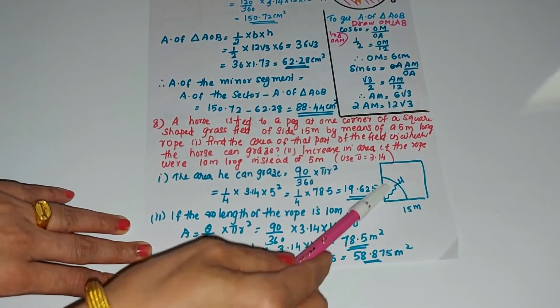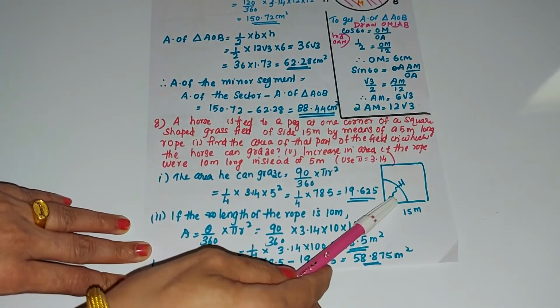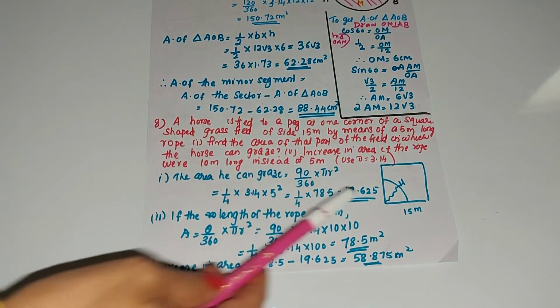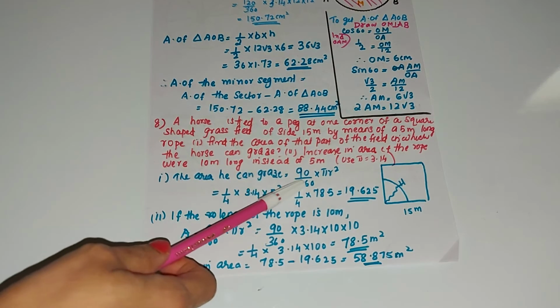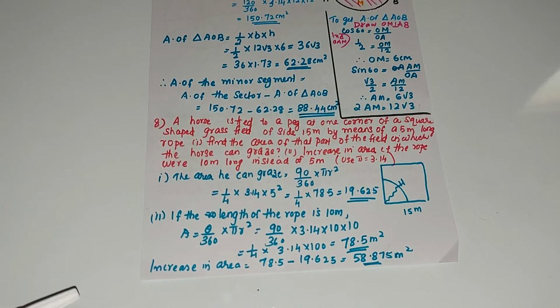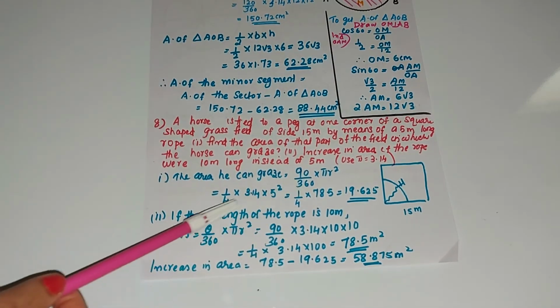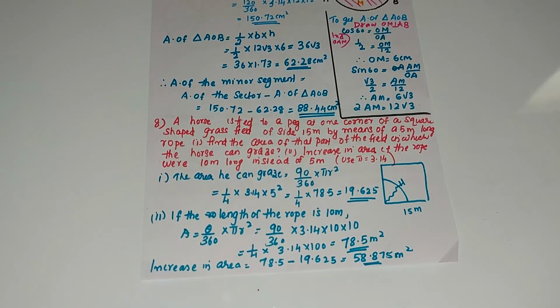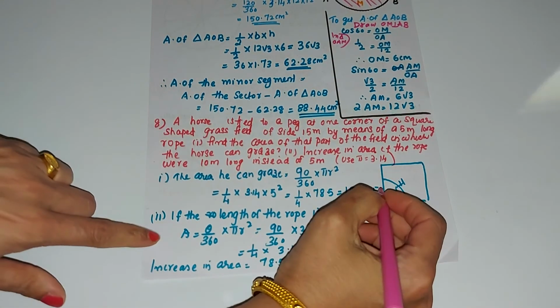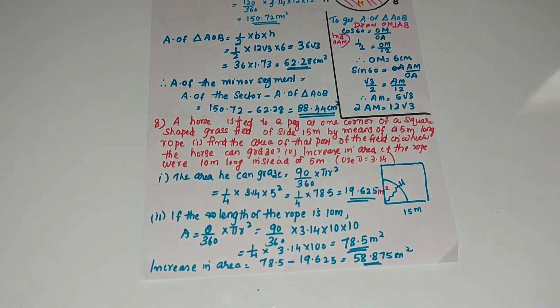So this area is a sector and this angle is 90 degrees. The length of the rope, 5 meter, is taken as radius. So radius is 5 meter, theta equals 90 degrees. We can use the formula theta by 360 into pi r square. Here theta is 90, so 90 by 360 into pi r square, 1 by 4 into 3.14 into 5 square equals 19.625 meter square that the hose can graze if the length of the rope is 5 meter.